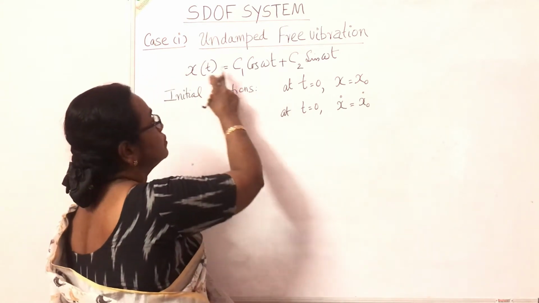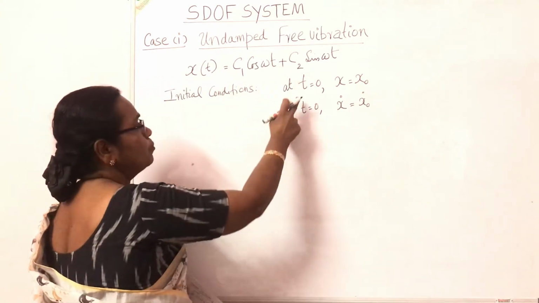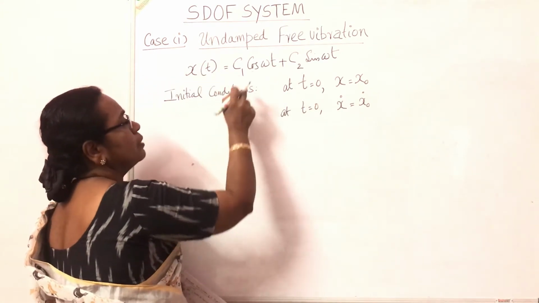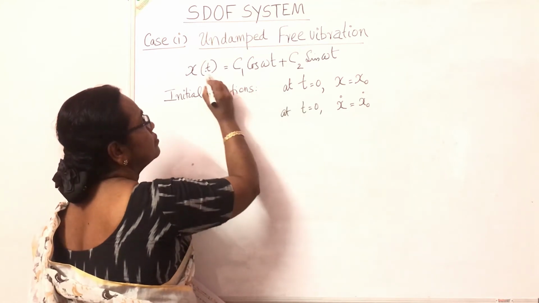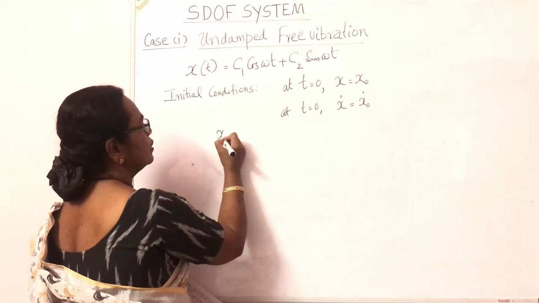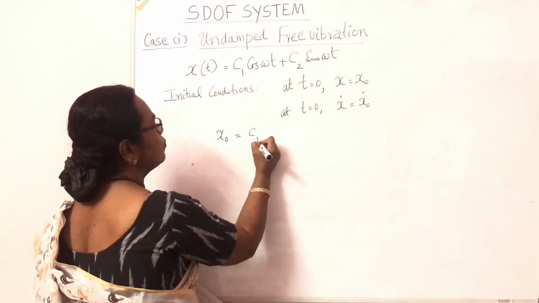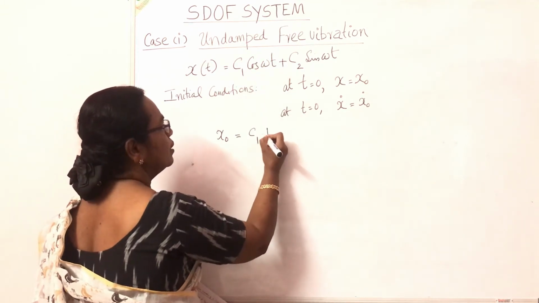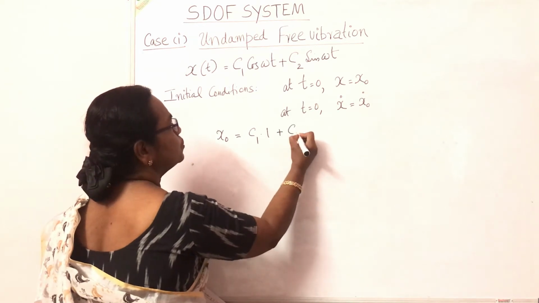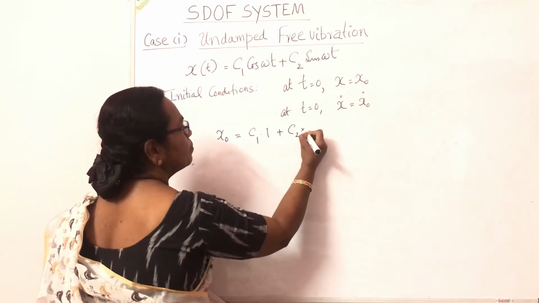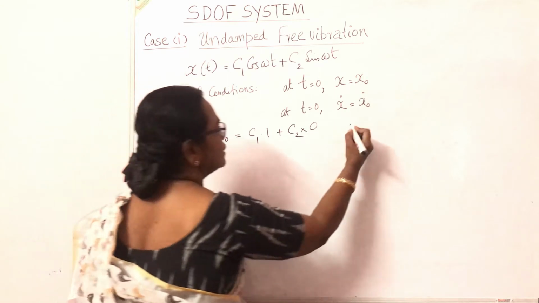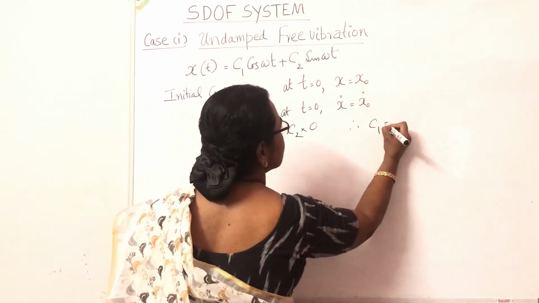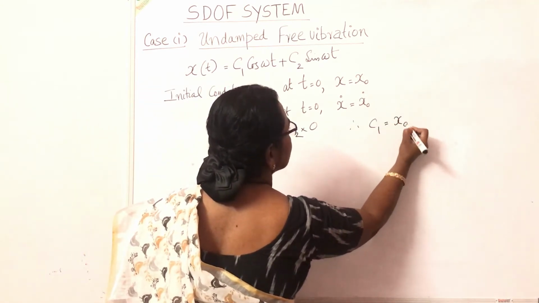Now come back to this solution. Put t is equal to 0 in this, where x is equal to x0. So x0 is equal to C1 cos 0, which is 1, plus C2 sin 0, which is 0. So we get the first constant of integration, C1 is equal to x0.